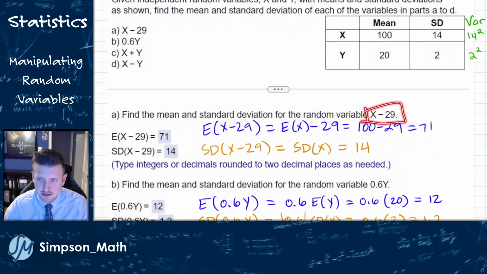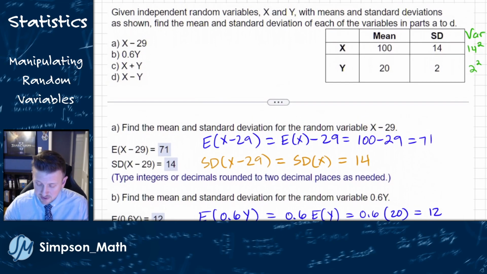I know this is no context, but there's some random variable x that on average gives me 100 and has a standard deviation of 14. So every time that happens, we're going to subtract 29. When x happens, subtract 29, write that down. X happens, subtract 29, write that down. Do that over and over and over again. What's that average? What's that standard deviation? So on average, we're going to get 71.